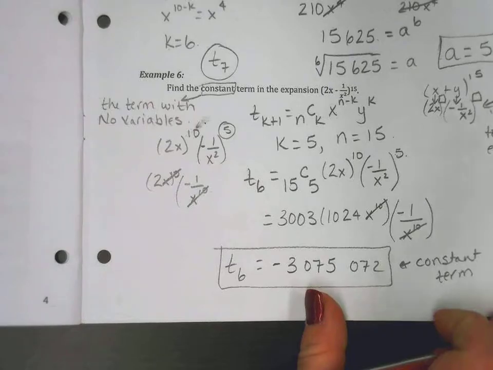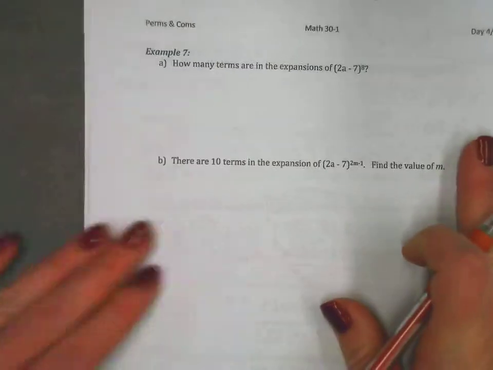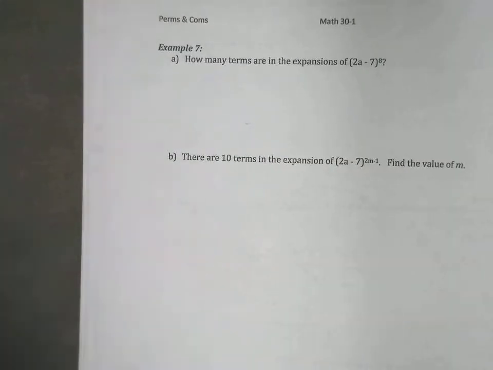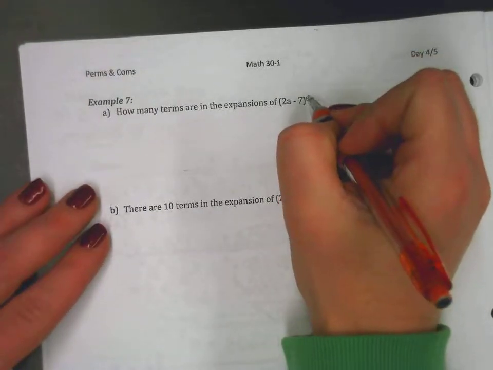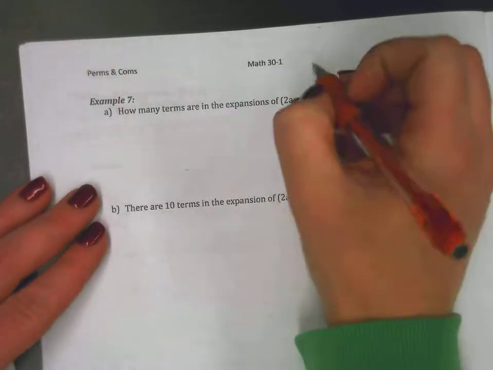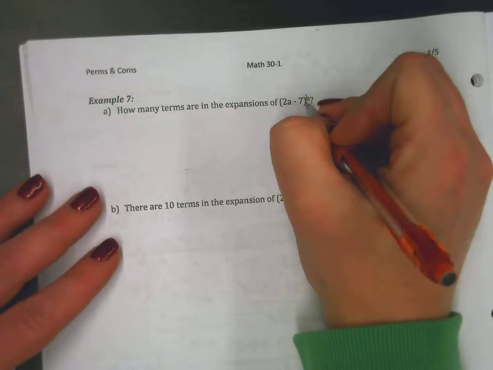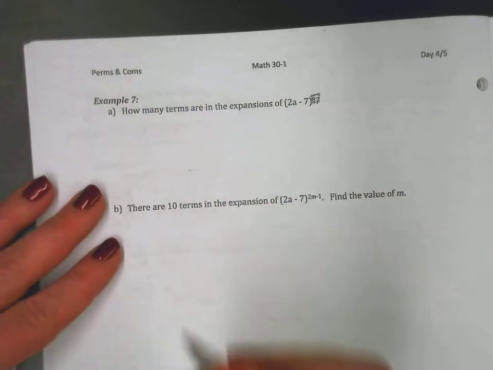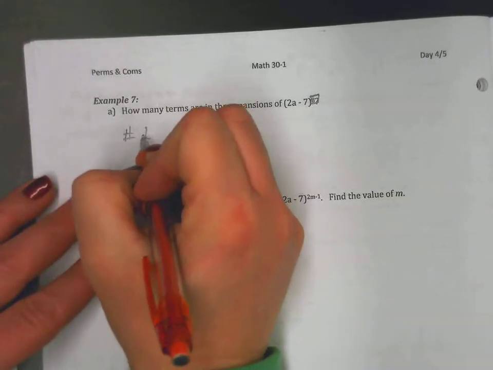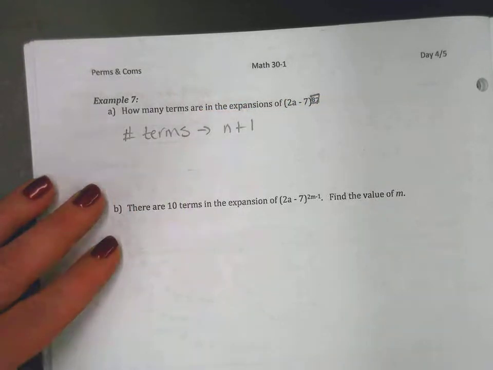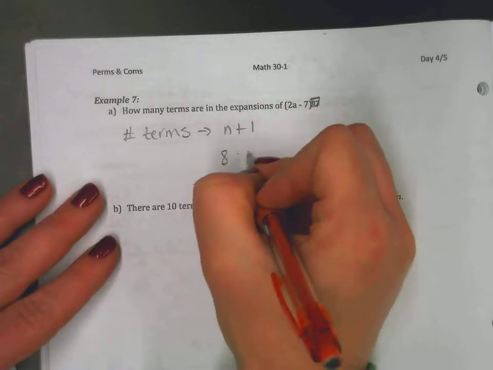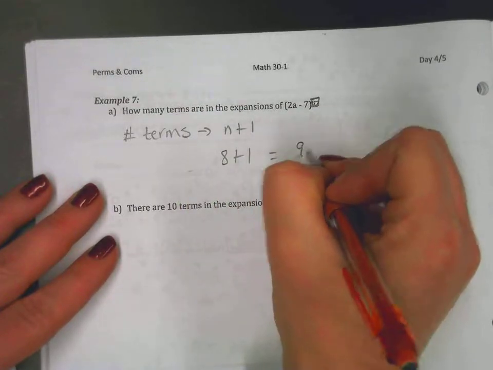All right, and finally the last example. Example number 7, it says, how many terms are in the expansion of 2a minus 7 to the power of 8? We know from the properties of expansions that there is always one more term. The number of terms in any expansion is going to be represented by n plus 1. So I'm simply going to take 8 plus 1, which gives me 9 terms.